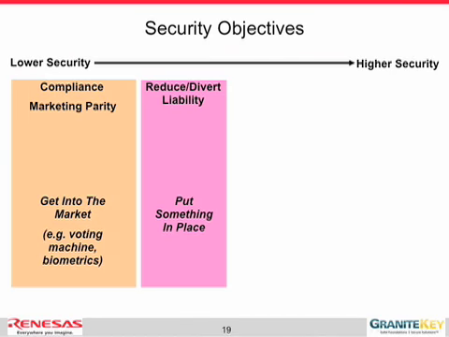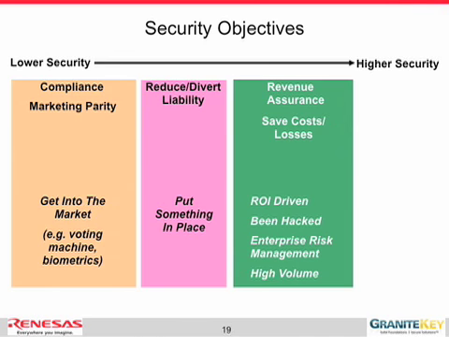The second level of objective would be at a higher level of security. It's very common for folks to deploy security to reduce or divert liability. We want to put something in place, so for example, if there's a problem and somebody comes to sue us, we have something in place. It's more of a legal issue. We generally try to avoid working in that scenario, as we recommend that people do. The other one would be revenue assurance. And this is the most common area that we work in.